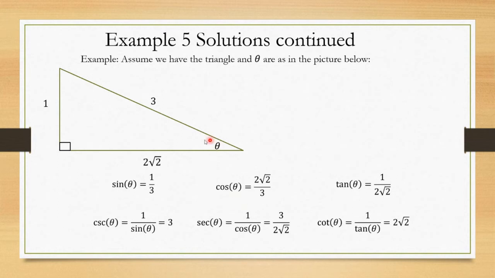Cosine of theta is adjacent over hypotenuse. So we get this. For secant, that's 1 over cosine, right? 1 over cosine is 1 over this, which means you flip the fraction. And for tangent, we have opposite over adjacent. Then cotangent is 1 over this, 1 over 2 radical 2, which is this. So, all right, we have that.